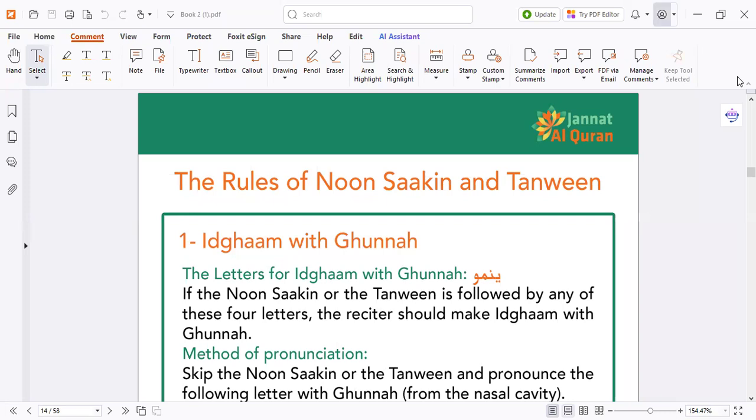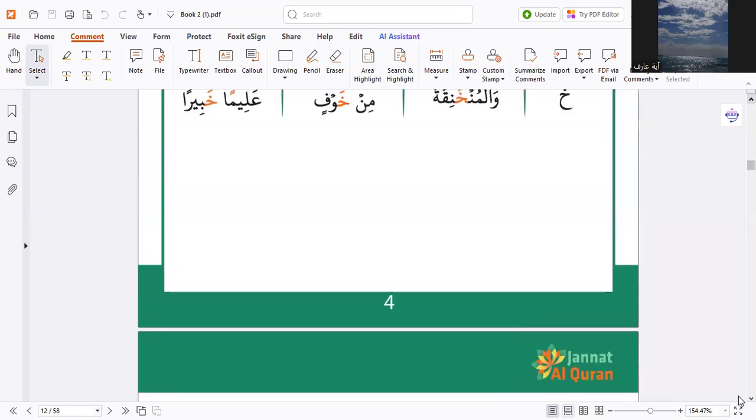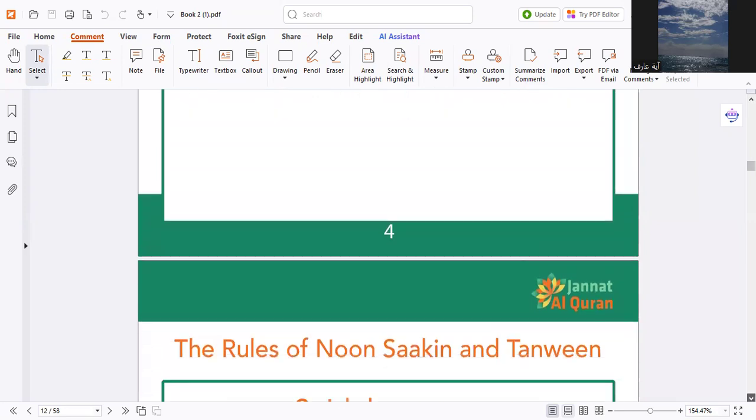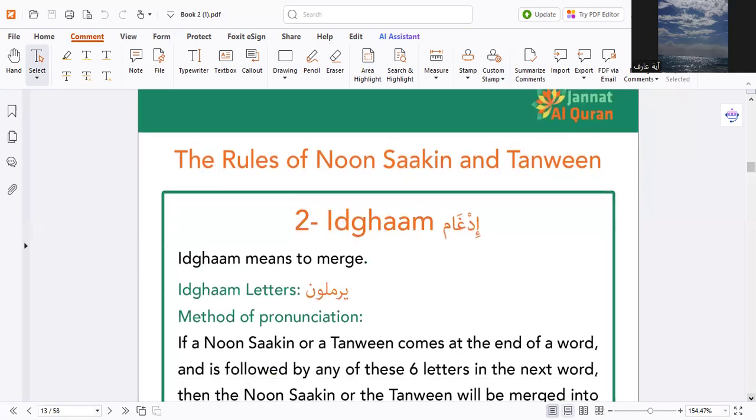Today's lesson is idgham. Idgham is one of the noon sakina and tanween rules. In the previous lesson, we had the rule of ishar, where the letters that follow noon sakina or tanween require ishar. But today we are going to discuss something different.